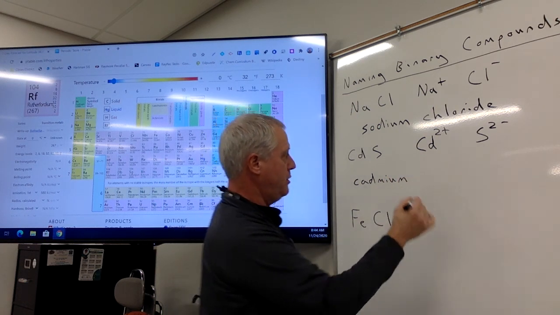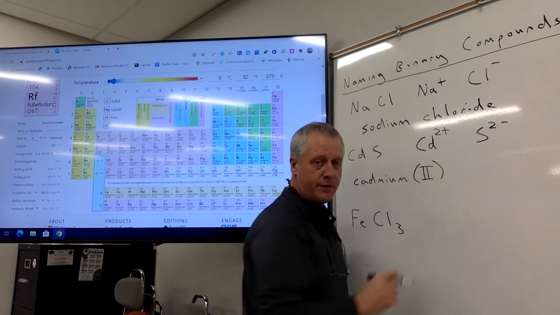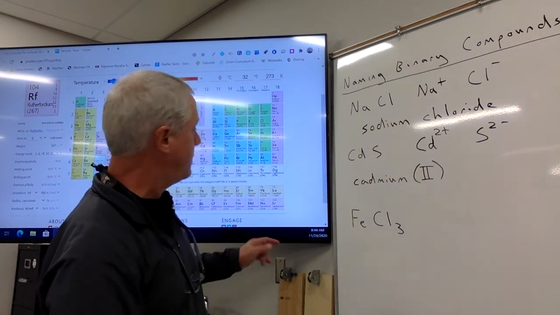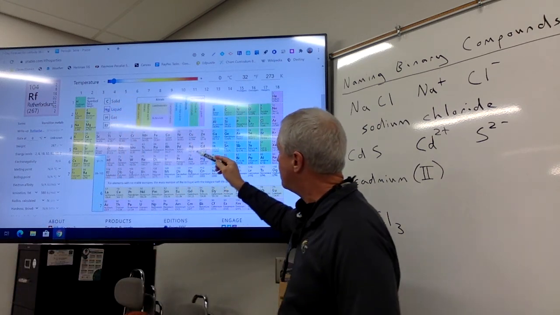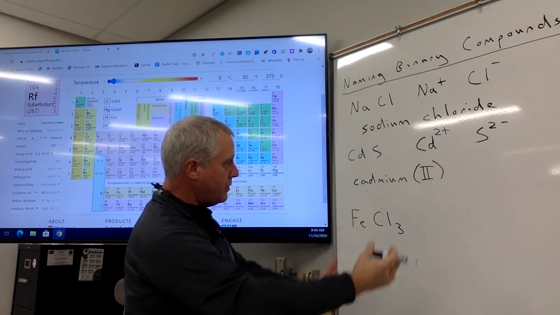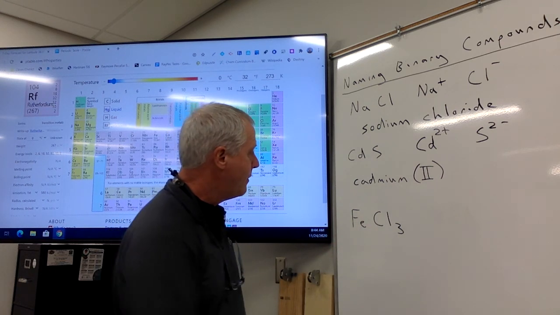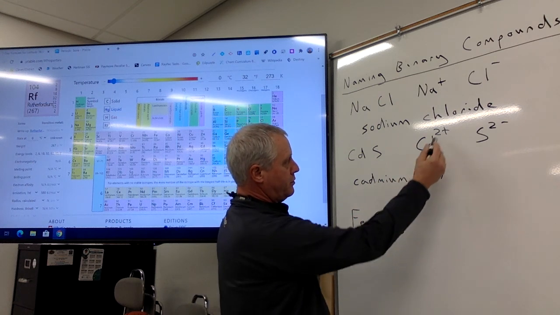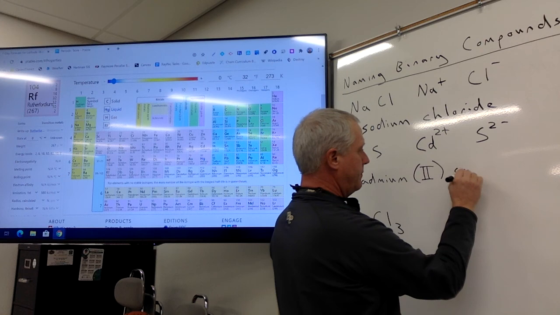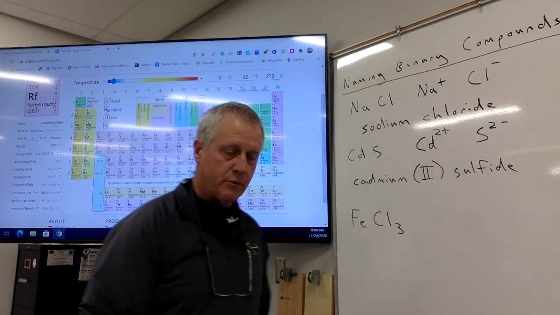So I wrote 2 plus and 2 minus, and how I would name that would be cadmium. I'm going to use a Roman numeral here because cadmium very likely has more than one charge, since it's a transition metal. It's right here. It's always good practice with transition metals to write a Roman numeral. This Roman numeral just means it's a 2 plus. So cadmium, Roman numeral 2, sulfide. Okay, that's how that one's done.